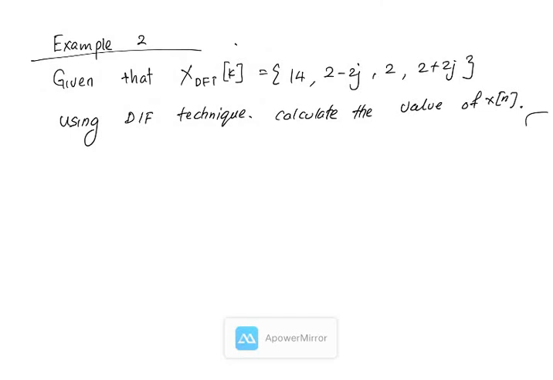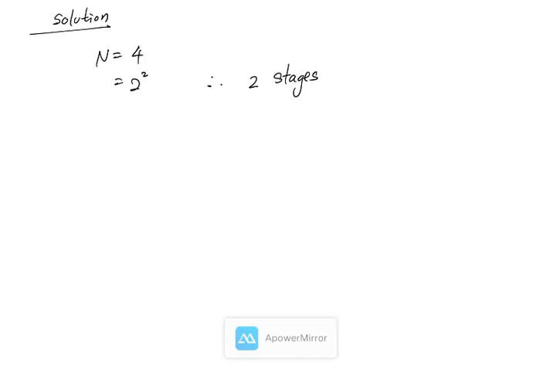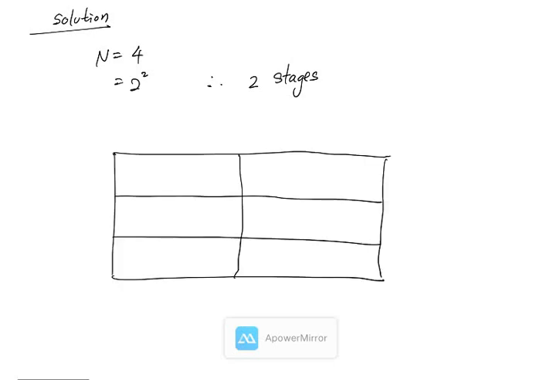Next, I would like to show you another example. Given that the XDFT k is equal to 14, 2 minus 2j, 2, and 2 plus 2j. Using the DIF technique, calculate the value of xn. In the question, how many samples? Yes, N equals 4 samples. 4 samples means 2 power of 2, so it's 2 stages. For 2 stages, you need to draw 2 columns and 4 lines for 4 samples. I name it here as stage 1 and this is stage 2.